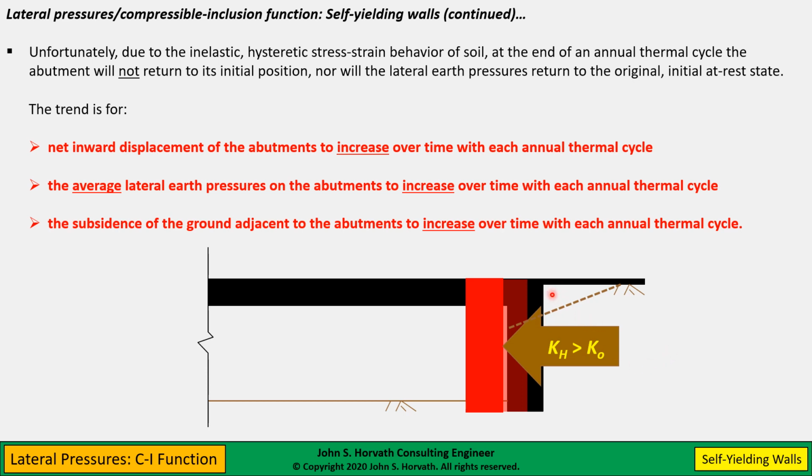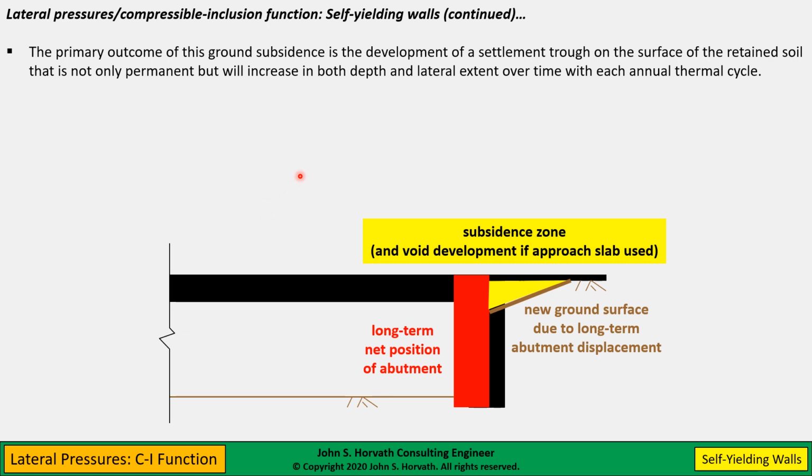Well, the subsidence adjacent to the abutments is also going to increase with time, which makes sense. If the abutment keeps moving inward away from the retained soil, it's understandable that the retained soil is going to just keep slumping downward against the abutment. Well, the primary outcome of the ground subsidence is the development of a settlement trough adjacent to the abutment. And it's not only permanent, but will increase both in depth as well as its lateral extent over time with each annual thermal cycle.